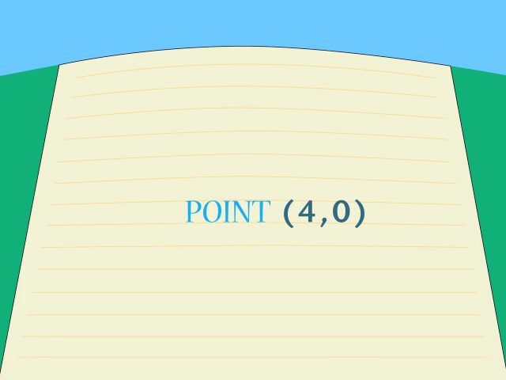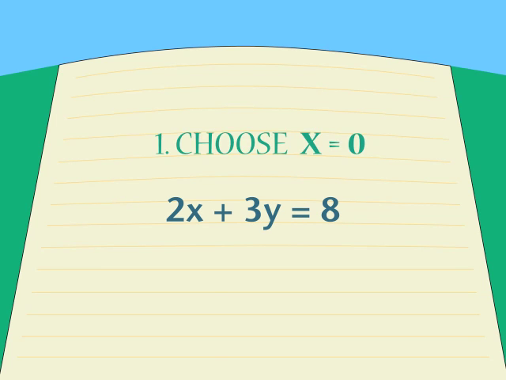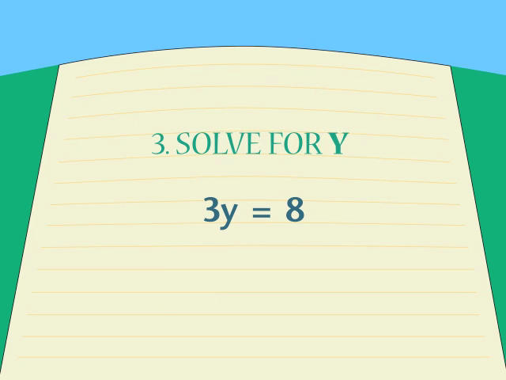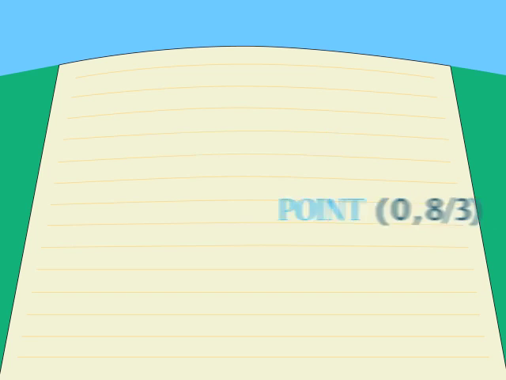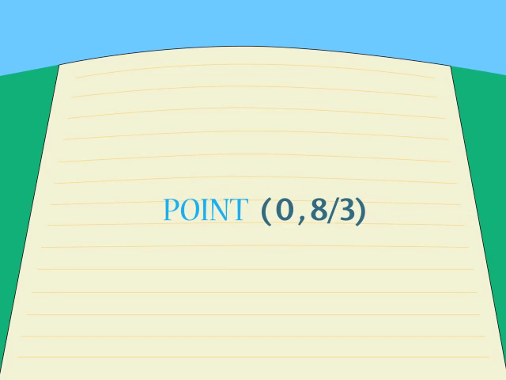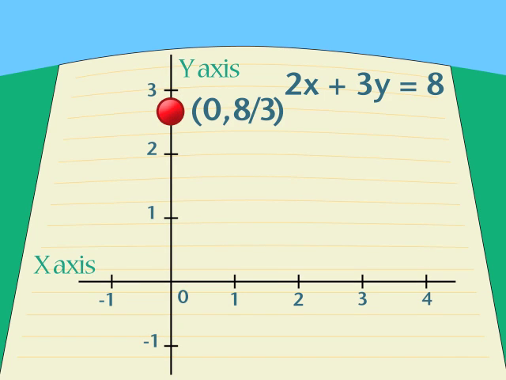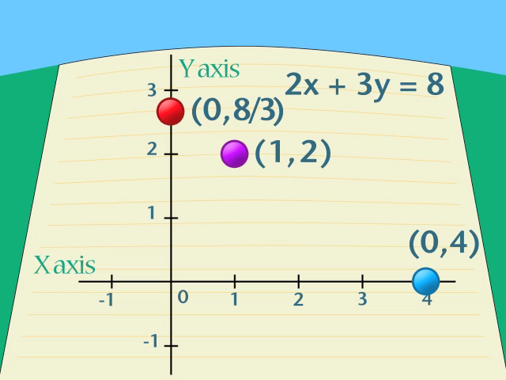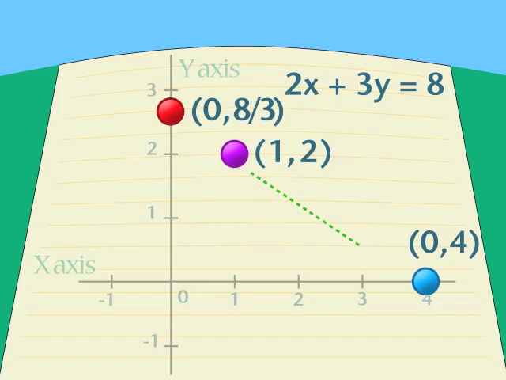Just to be sure, we can find one more point. This time, x will equal 0. And our point is 0, 8/3. We graph our 3 points into the coordinate plane, where they look like this. And just as we predicted, they all fall along a single straight line that continues outward in both directions forever, because that's what you get when you graph a linear equation.